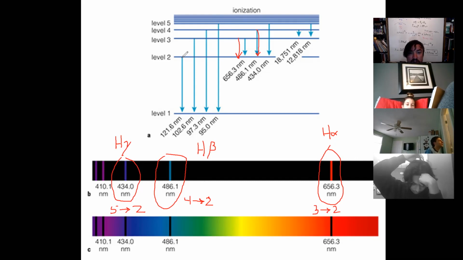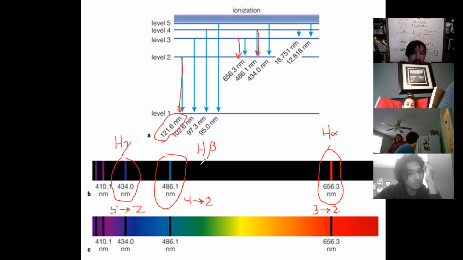Arunsak mentioned the 2 to 1 transition. According to this diagram, the 2 to 1 transition makes a photon that's 122 nanometers. Arunsak, in what regime of the electromagnetic spectrum is 122 nanometers found? I guess I can't see the chart, but I think it was gamma. No, guess again. It's just shorter than 400. It's not in the visible because it's less than 400 nanometers.